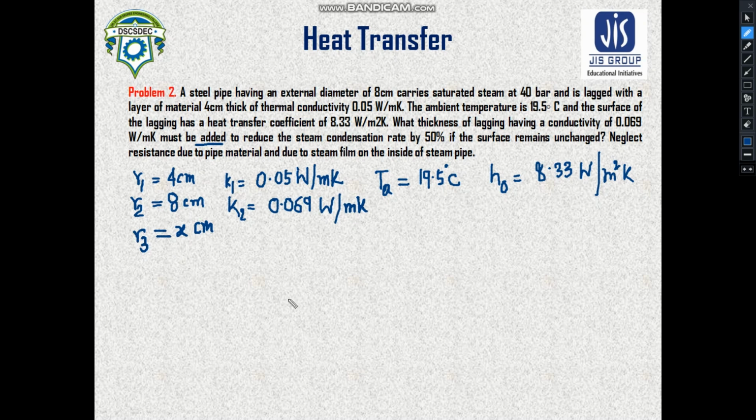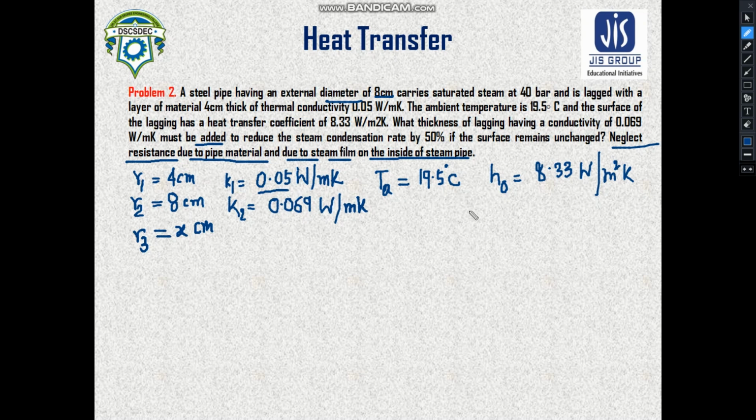Okay, so you need to neglect the resistance due to pipe material and due to steam film on the inside of the steam pipe. Now it is quite evident that this R1 would be 8 by 2, because it is the diameter, so it would be 4 centimeter. It has an insulation of 4 centimeter thick. So R2 would be 4 plus 4, so it becomes 8 centimeter. And the thermal conductivity of this lagging material or the insulation material is 0.05, which we have written here.